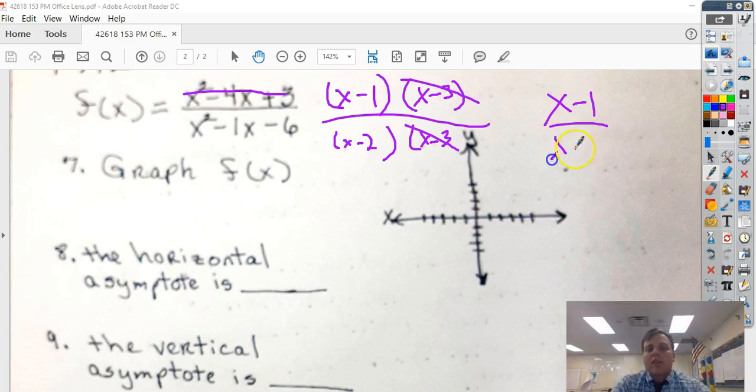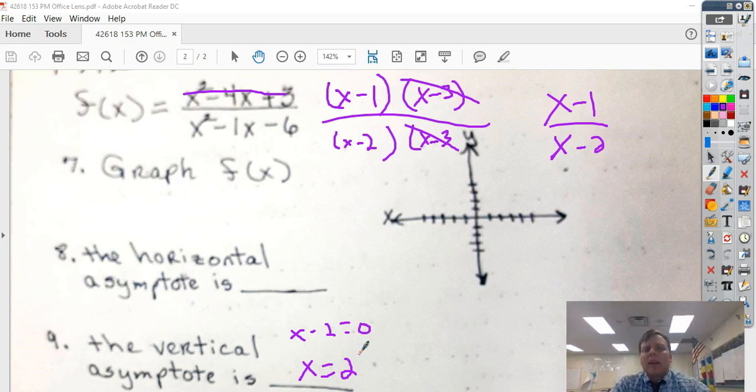Okay, so I still need to find my vertical asymptote. How do I find my vertical asymptote? I set my remaining denominator equal to 0. So x minus 2 equals 0. So then x equals 2. The line, I'm sorry, my vertical asymptote is the line x equals 2.